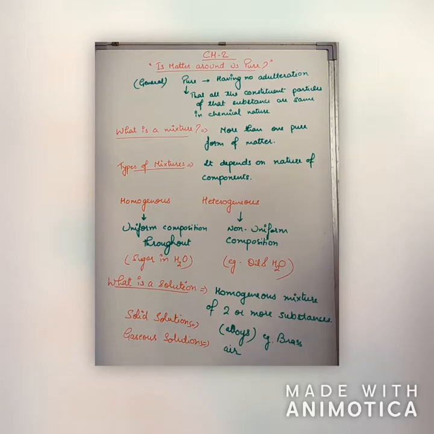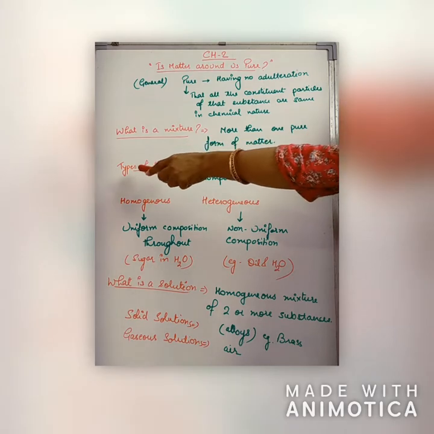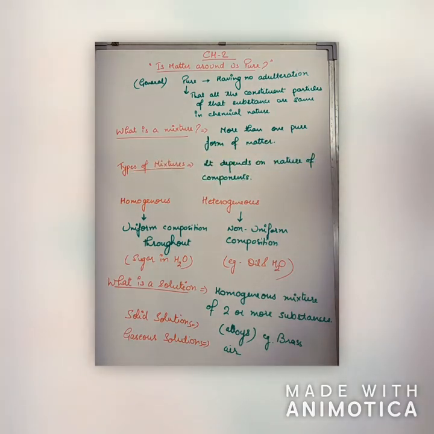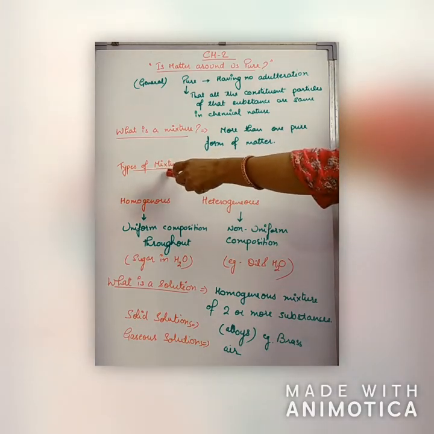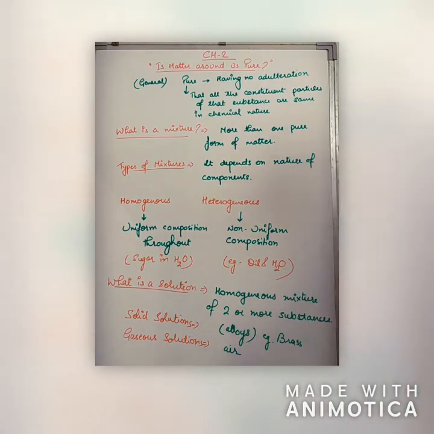Now, as I just said, what is a mixture? When more than one pure form of matter is present, we call it a mixture. That means a minimum of two pure forms of matter, right? So now here I have written one more thing, types of mixtures. Types of mixture means what? How you will define these mixtures or categorize them depends on the nature of components, how the components participate in the formation of a mixture, right?